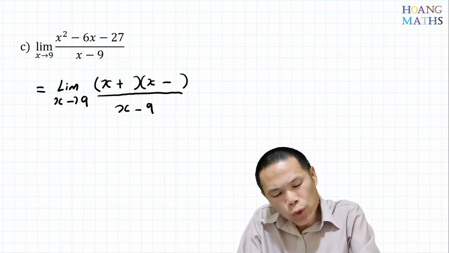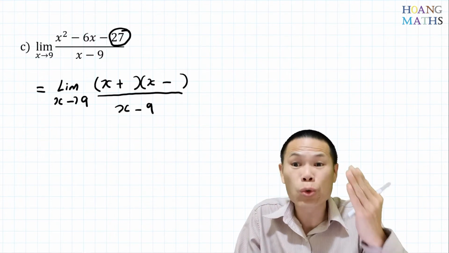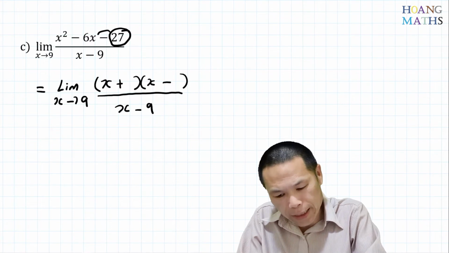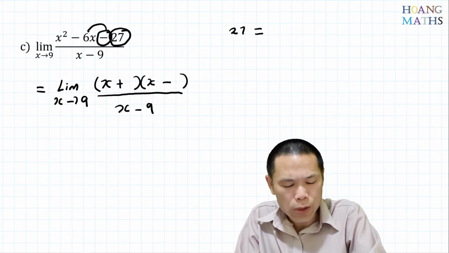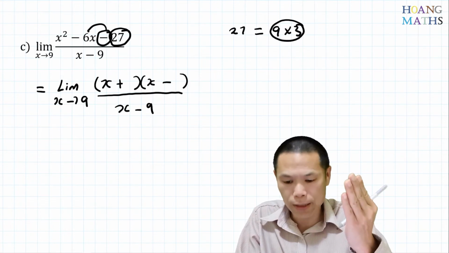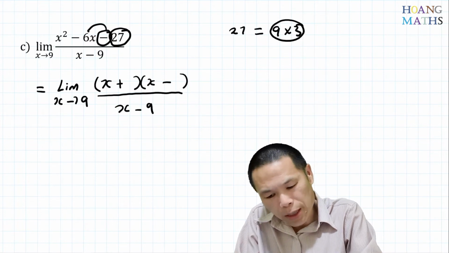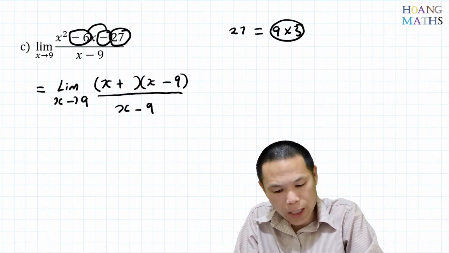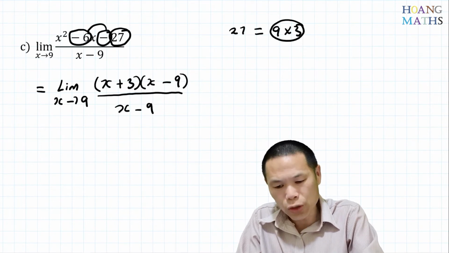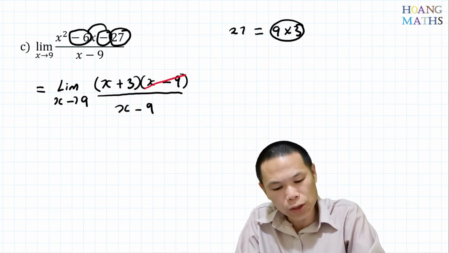Now, two numbers multiplied together to give me 27, and the difference is 6. So 27 is equal to 9 times 3. So the difference is 6. So that is correct. But then we want negative 6. So the larger number must be on the negative side. So 9 and 3. So now I can just simplify these two.